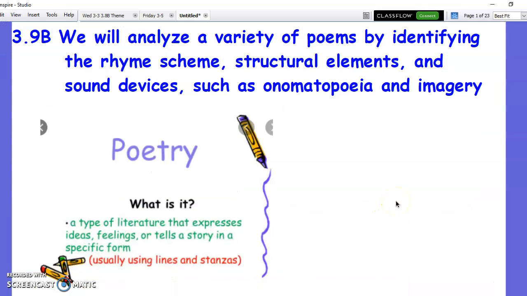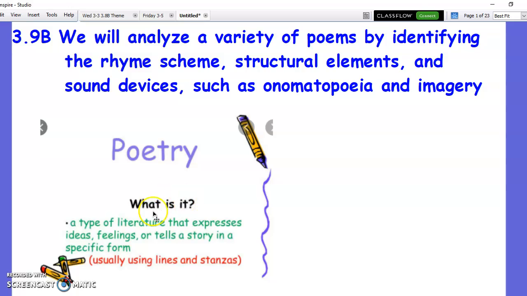Hello, today's objective is 3.9b. We will analyze a variety of poems by identifying the rhyme scheme, structural elements, and sound devices such as onomatopoeia and imagery. So first off, poetry.